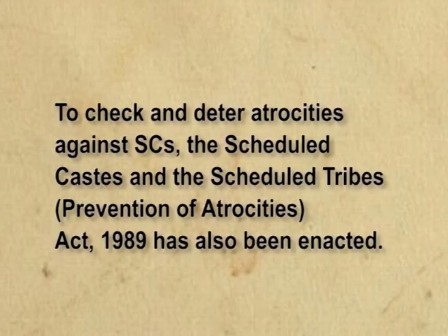A few of those legislations are the Untouchability Offences Act of 1955, renamed as Protection of Civil Rights Act in the year 1976, to check and deter atrocities against SCs. The Scheduled Castes and the Scheduled Tribes Prevention of Atrocities Act 1989 has also been enacted.